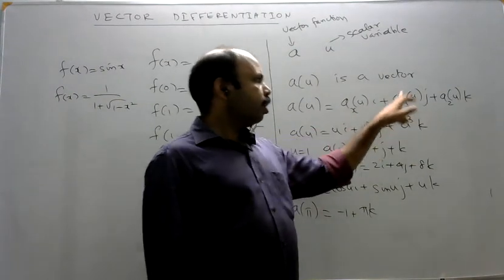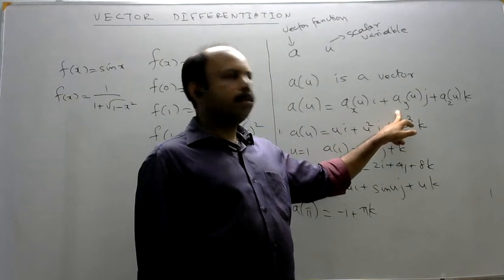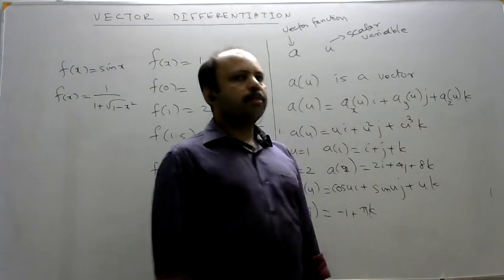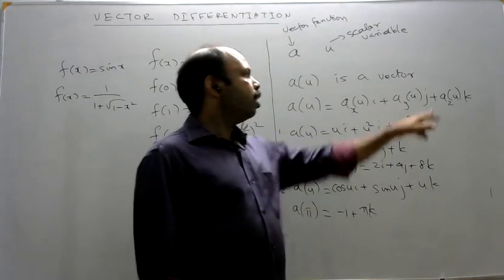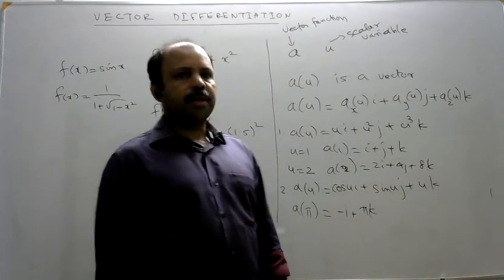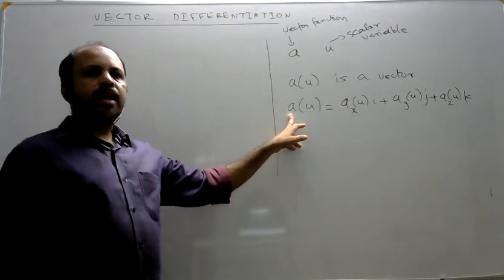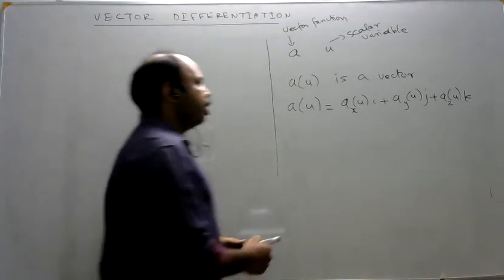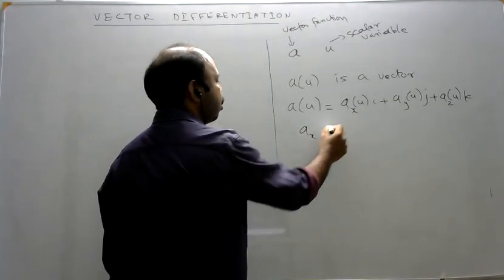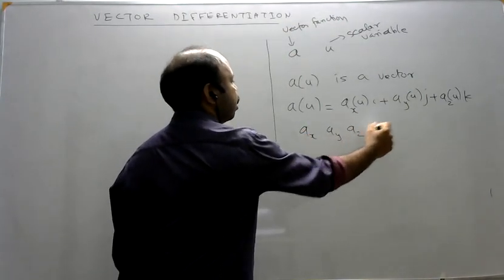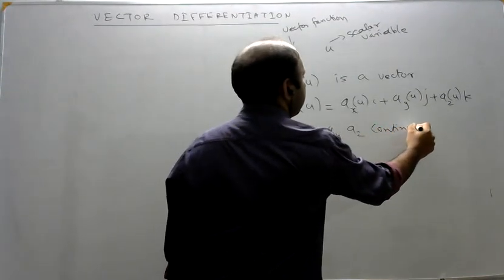The j component is also a scalar valued function. We denote it by Ay. The z component is a scalar valued function. We denote it by Az. We say that A is a continuous function if and only if the individual component functions Ax, Ay and Az are continuous.